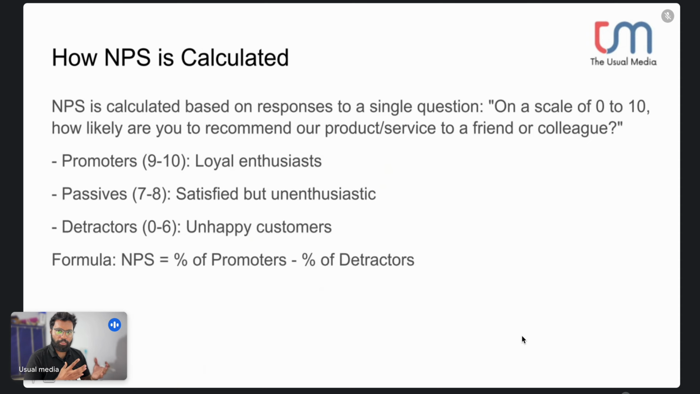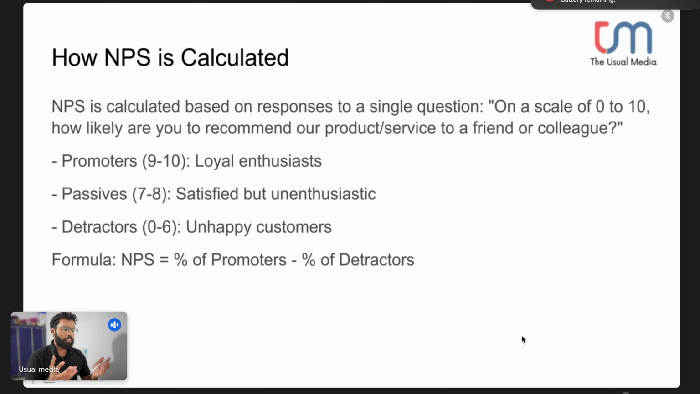There are multiple ways. You can either scale that on 0 to 10. Mostly the companies do like that. You can also measure in terms of stars or 0 to 5, whichever you are comfortable with. It can be anything. So let's understand these three segments. First one is promoters, passives, and the third one, which is detractors.